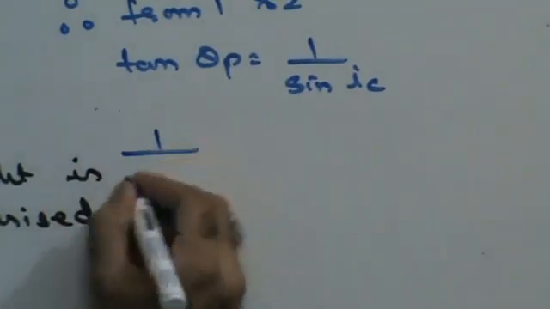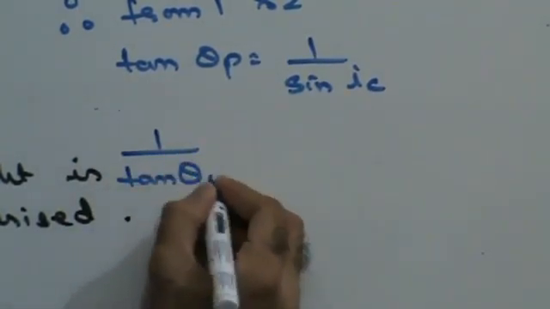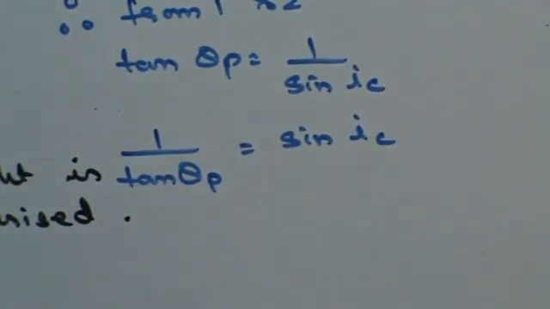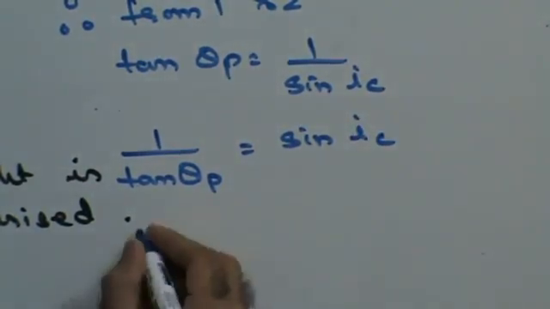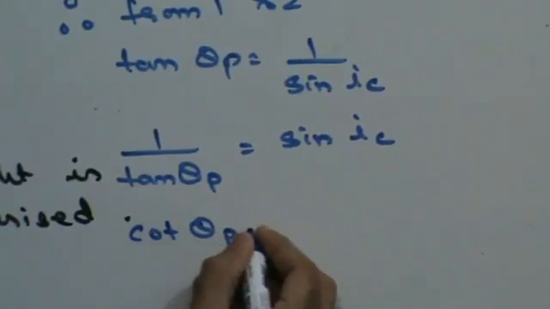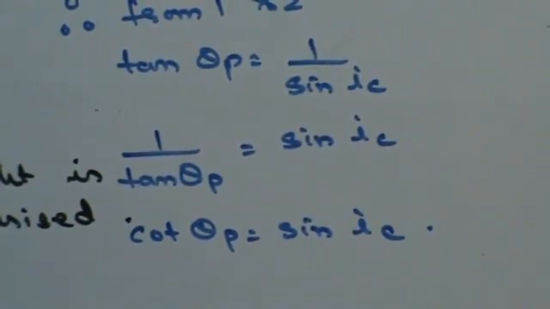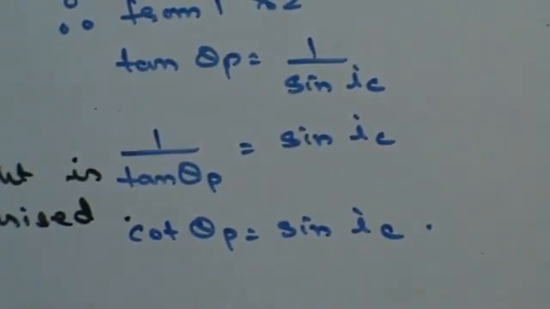Reciprocate, so I'll get 1 upon tan of polarizing angle is sine of critical angle, but 1 upon tan is nothing but cot. Therefore, I can say cot of polarizing angle is sine of critical angle. That was the first part. I have to prove that cot of polarizing angle is sine of critical angle.